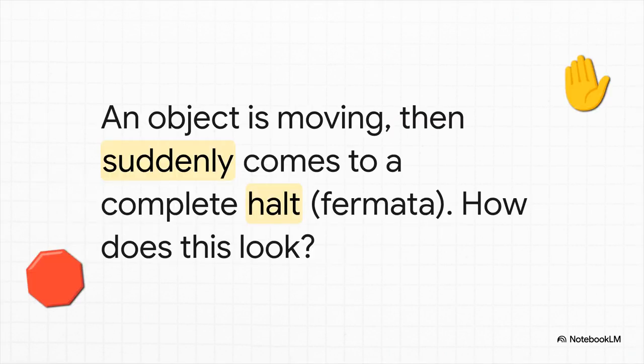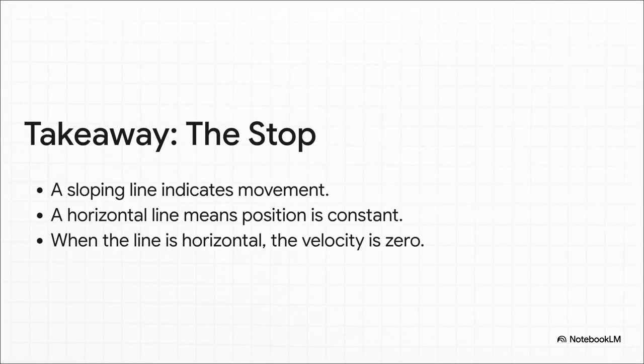Okay, next scenario. What about a stop, a fermata? Let's say our object is moving right along, and then bam, it slams on the brakes and comes to a dead stop. What does that look like on our graph? Well, think about it. If you're not moving, your position isn't changing, right? But time keeps on ticking by. So, on our graph, a stop is just a perfectly flat horizontal line. The slope goes to 0, which means the speed goes to 0. No slope, no speed. Simple as that.